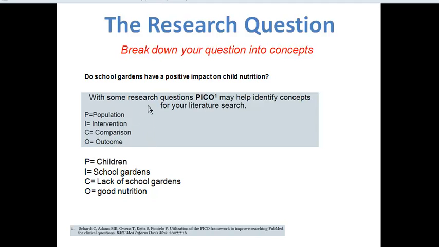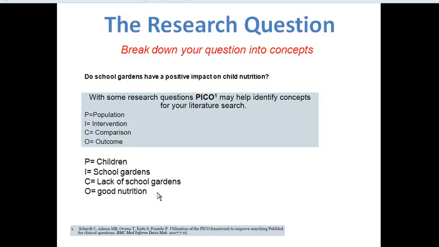For the sake of this question, we look at the population and we consider from the question, what is our population? In this case, we're going to be looking at children. The intervention is what we're doing to that population or what we're interested in with regard to that population. In this case, it's school gardens. The comparison is what we might compare to the intervention. So if we're interested in school gardens, the comparator would be a lack of school gardens. And the outcome in this case is good nutrition, or nutrition as a representation of school gardens or an effect of school gardens.